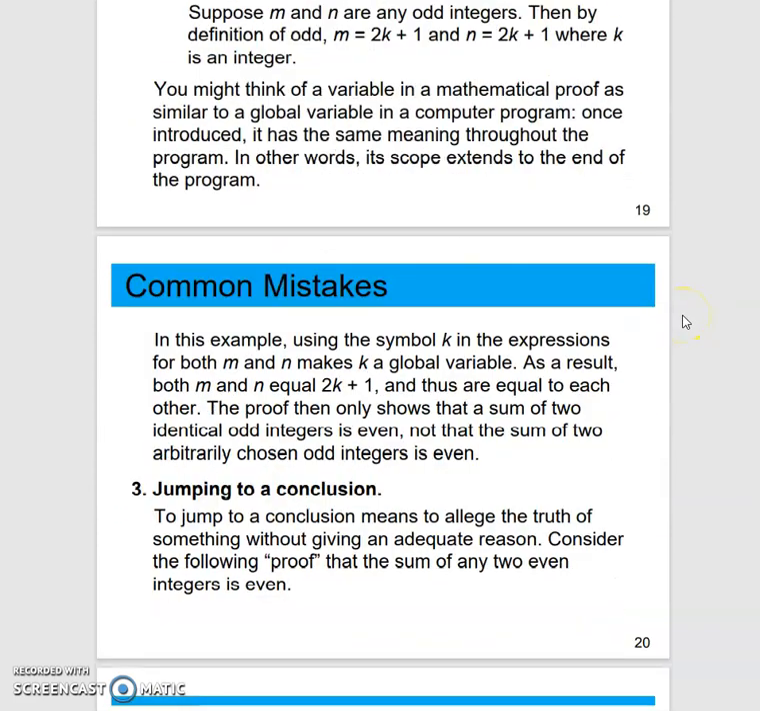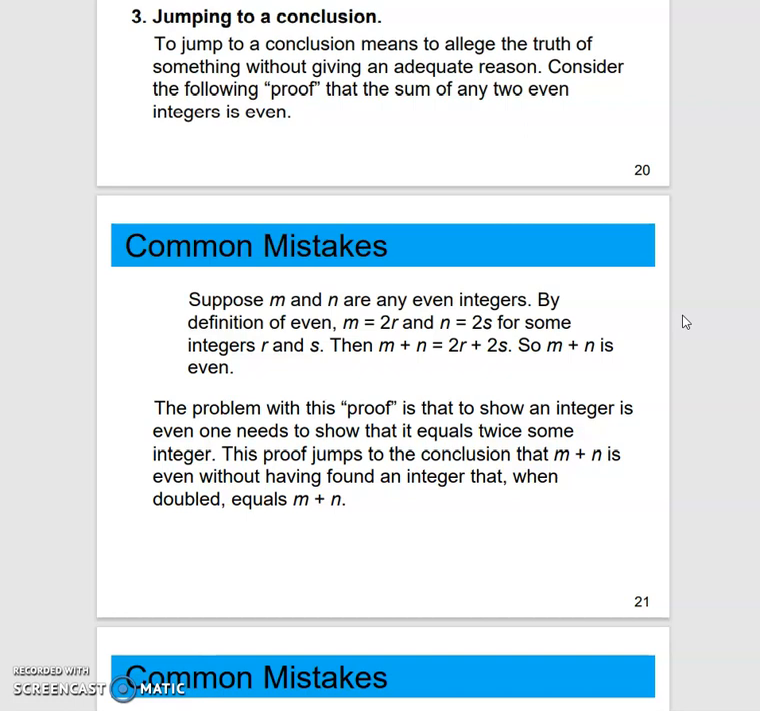Next thing is jumping to a conclusion. So my example for this: suppose m and n are even integers. We've got our definition, m is 2r, n is 2s for some integers r and s. Then m plus n is 2r plus 2s, so it's even. We've got a little bit more going on in this proof, but we have definitely jumped the gun here. We do not actually have a statement yet that shows this m plus n is in fact even. And again, this is a very common mistake. I don't have enough detail. I have jumped the gun.